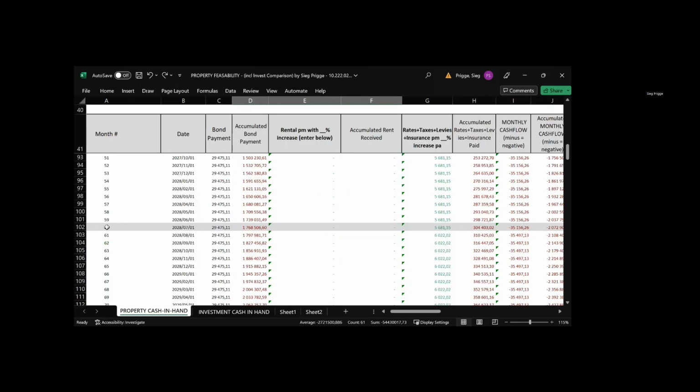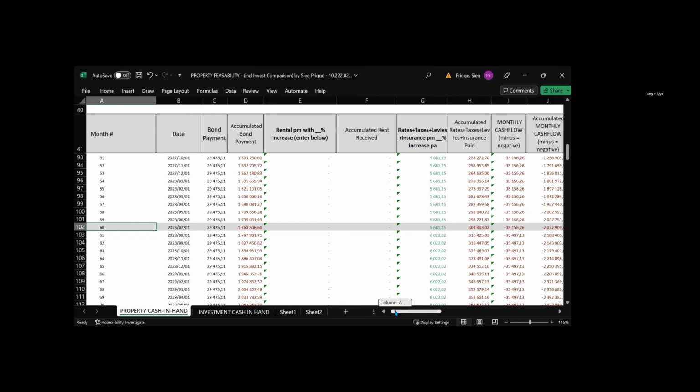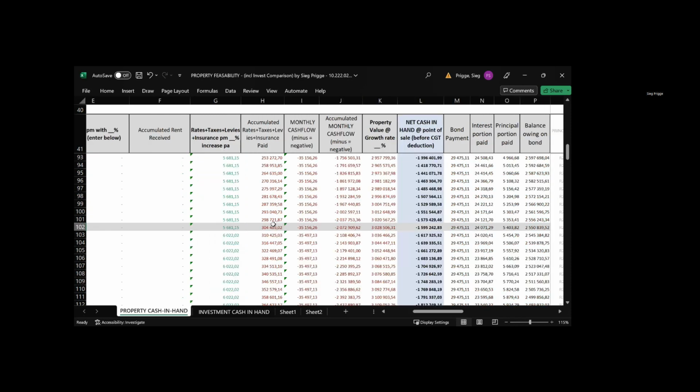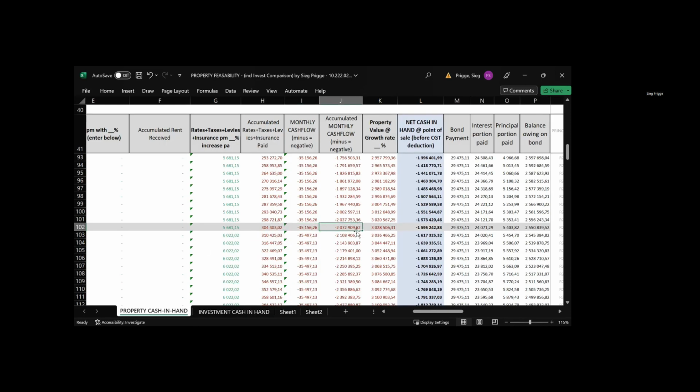Let's carry on. In the middle of the screen, you can see this gray line, which represents 60 months or 5 years. You've paid 1.7 million into your bond over this time. You've paid 304,000 Rand towards costs, rates, levies, taxes, and insurance so far, which is now 5,600 Rand per month, not 4,500 Rand anymore. Your total cost per month is 35,000 Rand. If you had rented at this stage, you would have paid 282,932 per annum for rent, which is 23,500 Rand a month. Accumulated monthly cash flow, so what you've spent in total so far, is 2 million.